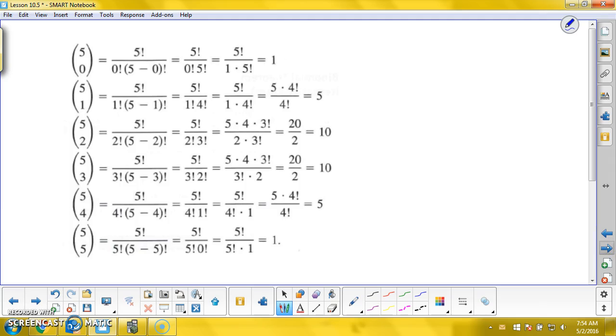So, some examples. You can see this is 5, choose 0. There is one way to do that. Choose 0 items from 5. 5, choose 1. There's 5 different ways to choose 1 item from a list of 5. This is saying how many ways is there to choose 2 items from a list of 5, and there are 10 different ways to do that. 5, choose 3. There are 10 ways to do that.